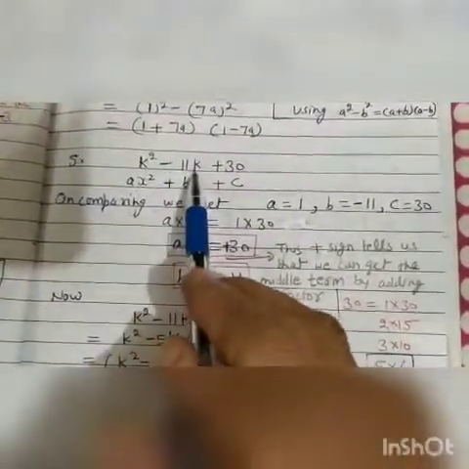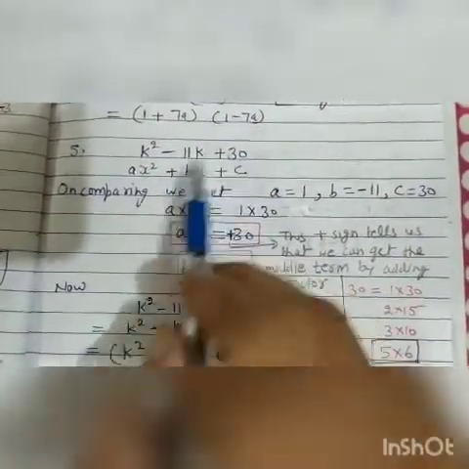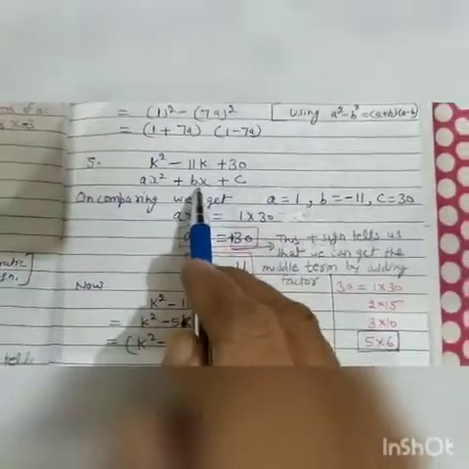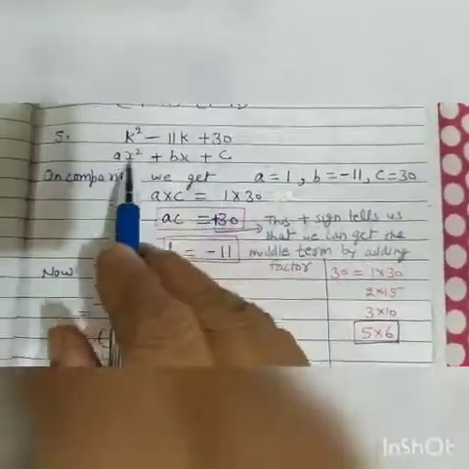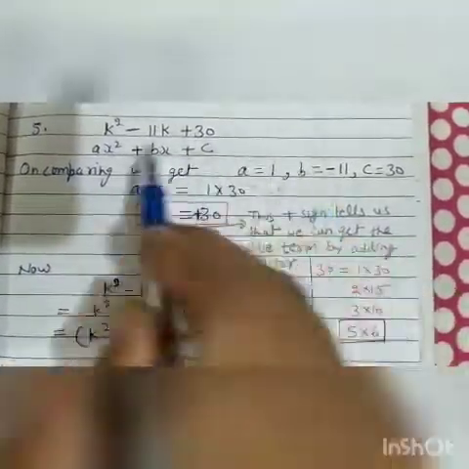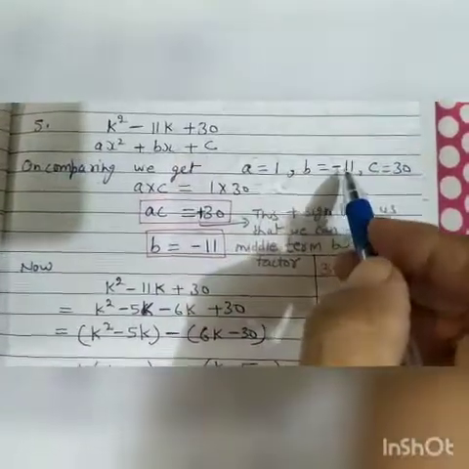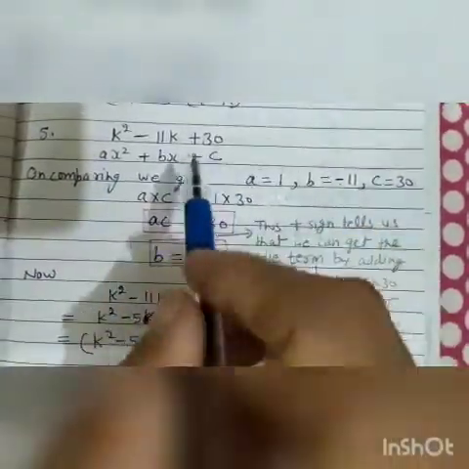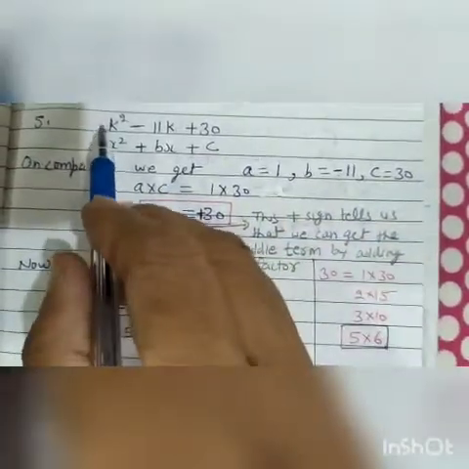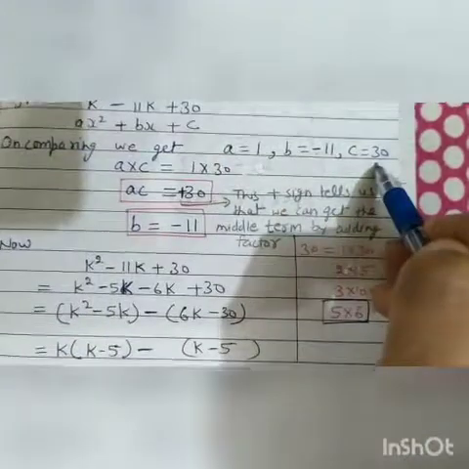Come to question number 5. K square minus 11k plus 30. Again this is a trinomial. We will compare it with the standard quadratic equation ax square plus bx plus c. Then we find value of a is equal to 1, value of b is equal to minus 11. Students, if it is a minus sign, then we have to write here minus. But if it is positive, do not write positive. So value of a is equal to 1, b is equal to minus 11 and c is equal to 30.